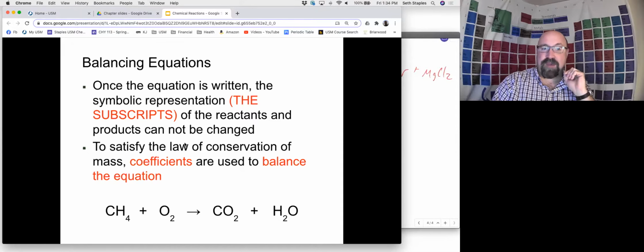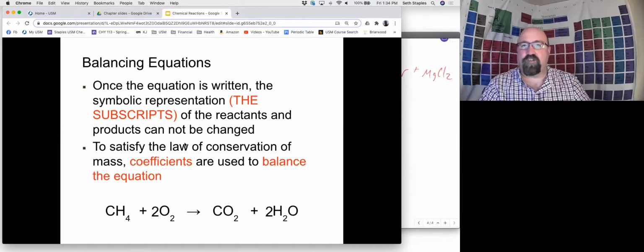So here's our example of methane that we looked at earlier. We go through and we can see that we need additional oxygens and additional hydrogens. We're going to look at our process here in a minute. But we can see that a 2 in front of our O2 and a 2 in front of our H2O now gives us a balanced equation. We have the same number of every type of element on both sides of our equation. That's your ultimate goal when you balance: the same number of each type of atom in your reactants and in your products.